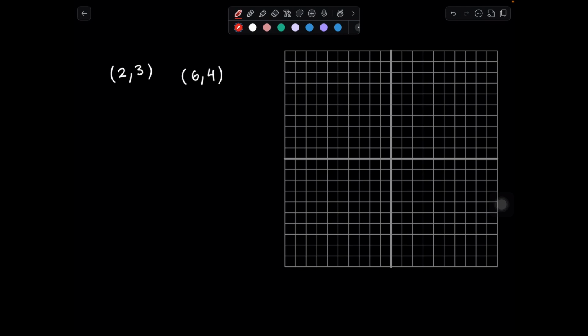So we could go 2, 3 first. This is 2, 3. And then 6, 4. Where is 6? It's there. And then 4 is here. And then what we can do is draw a line through that. And continue this line.